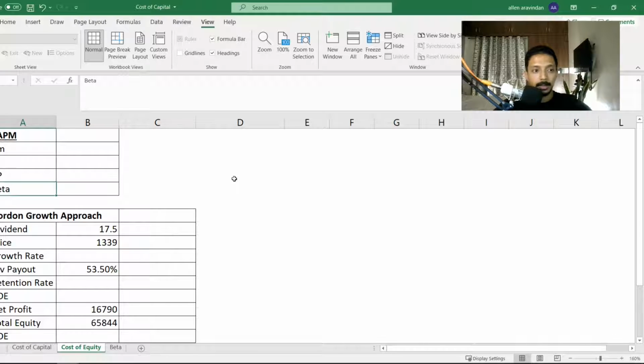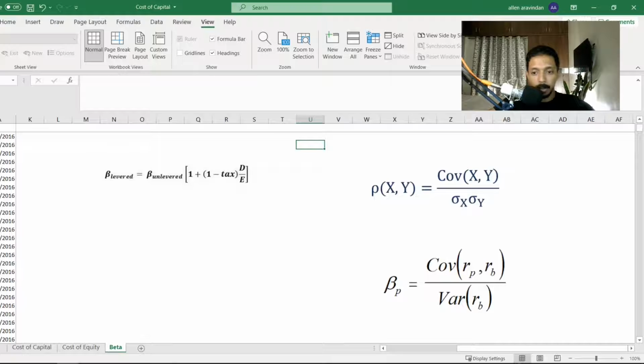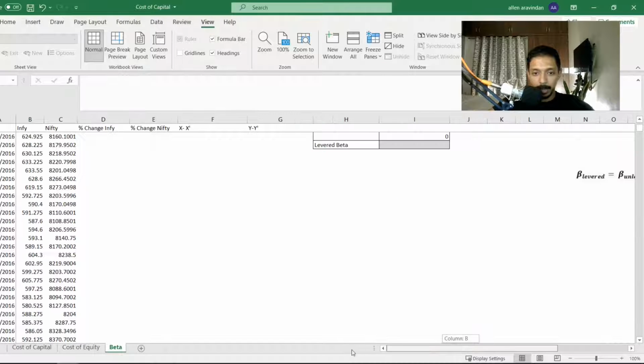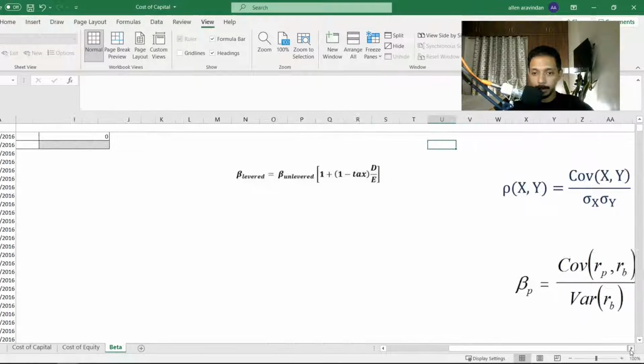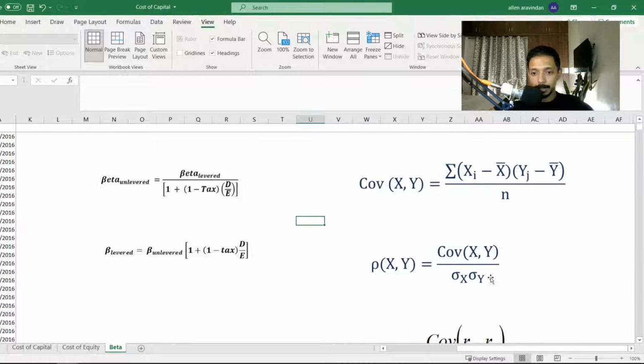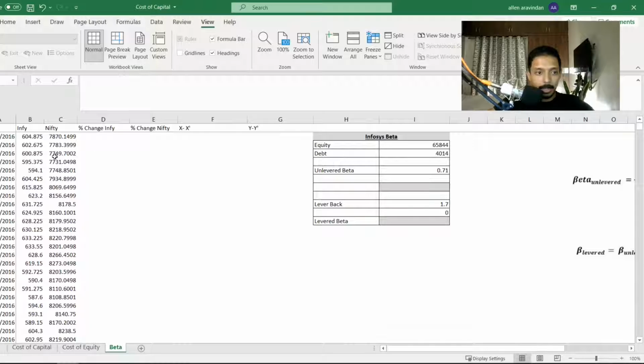The most complex is going to be beta, but I'm also going to tell you how beta is actually calculated hands-on. So let's move into the beta sheet first, because that is where all the information is given. For your convenience, whatever formula we're going to use, I put it on the right-hand side so you can refer to it easily. What I did is I took Infosys and Nifty data. These are price data which you can easily get from Yahoo Finance, and these are daily price data.